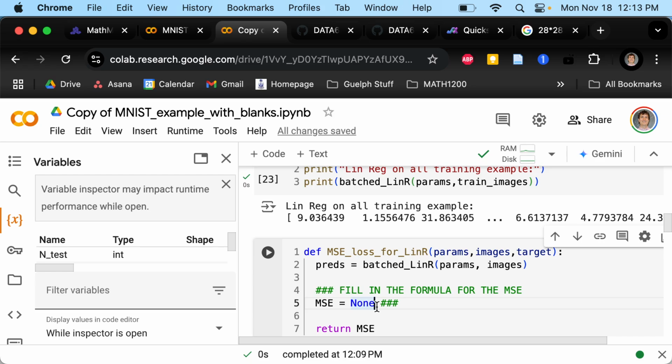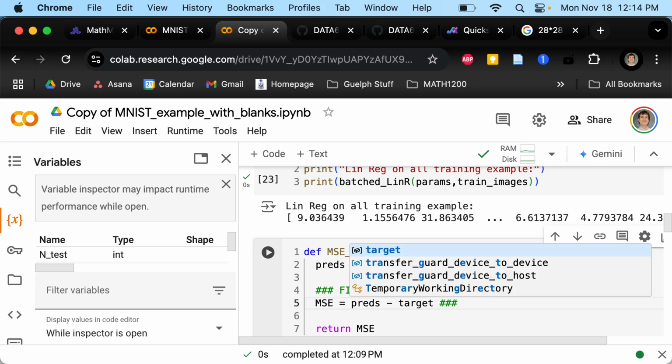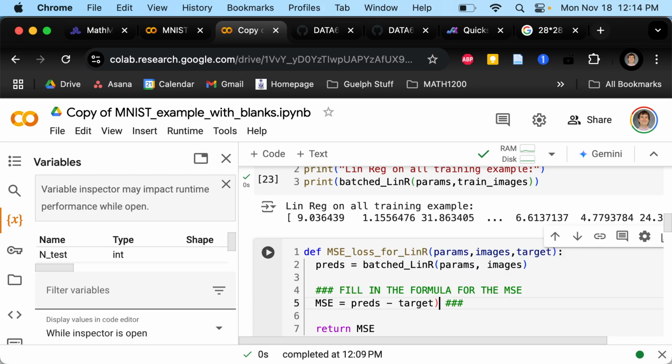I'll give you a hint. It starts out with you do the predictions, which are some numbers, minus the target. So that's the difference between what I predicted and what I was supposed to predict, which is the target. Then what do you have to do? Square it. Okay, great. One way to square it is to do star star. There's also jnp.square, or jnp.pow, comma 2. But just for simplicity, I'll square it.